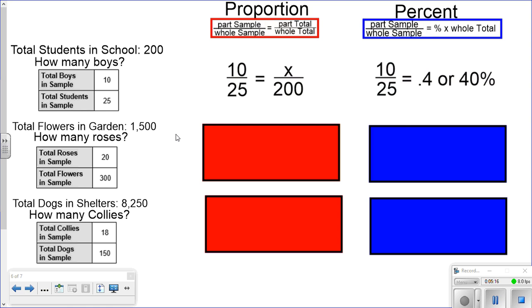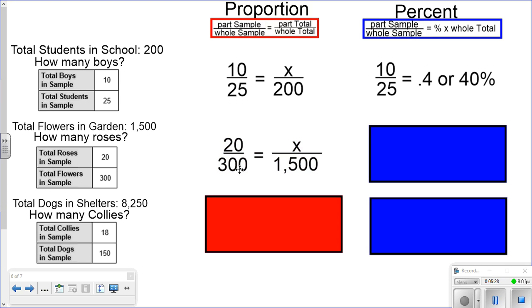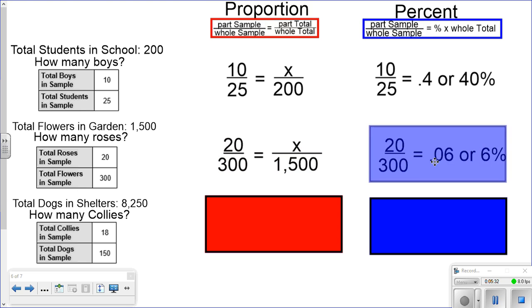There are 1,500 flowers in the garden. How many are roses? So we get a sample of 300 flowers and find that 20 of them are roses. So if we set up a proportion, 20 out of 300 equals x out of 1,500. Or just doing the percentage, 20 divided by 300 is 6%. We would multiply that by the total.